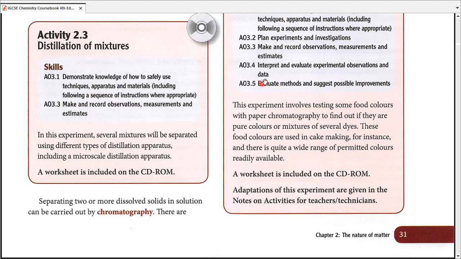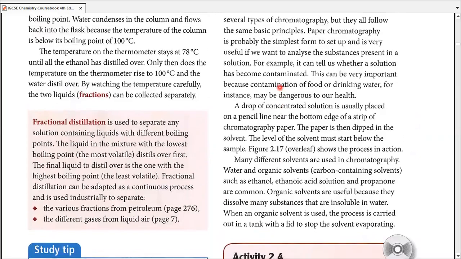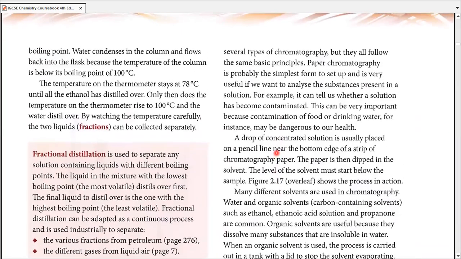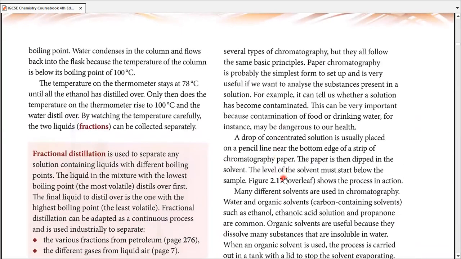And you would notice when you learn with me that this can be very helpful in not just separating the solids, but also understanding a lot about their natures. Now, there are many types, but all follow the same basic principles. Paper chromatography is the simplest form to set up. It's very useful to analyze the substances present in a solution.